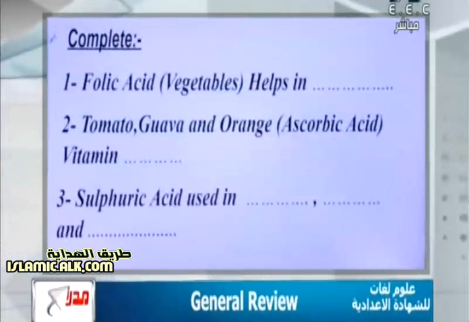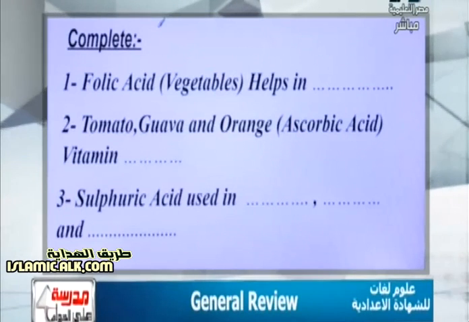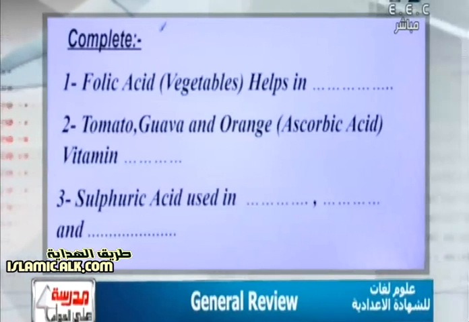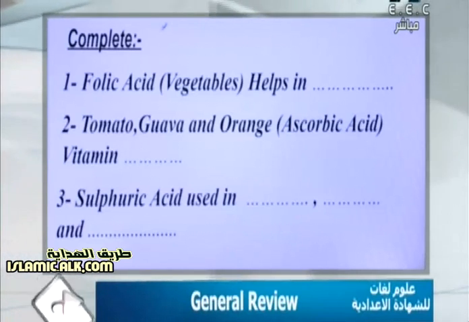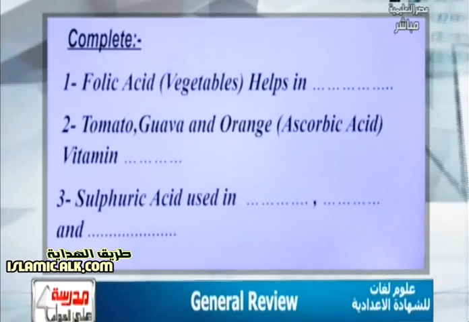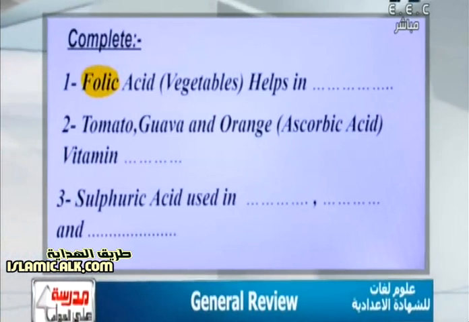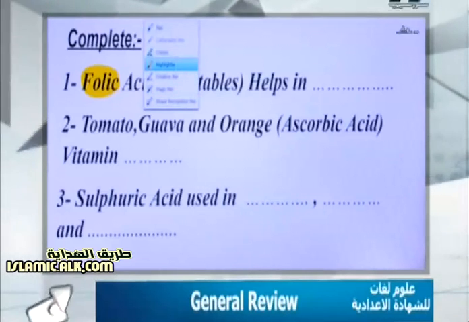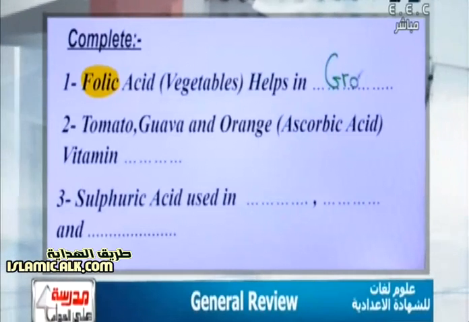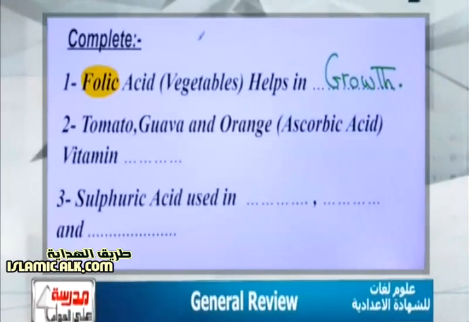Next question, dear students, we have here complete. Folic acid, and we know folic acid exists in vegetables, leaves. We know the importance of folic acid as it exists in the vegetable leaves. We have to know the importance. So it helps in growth.